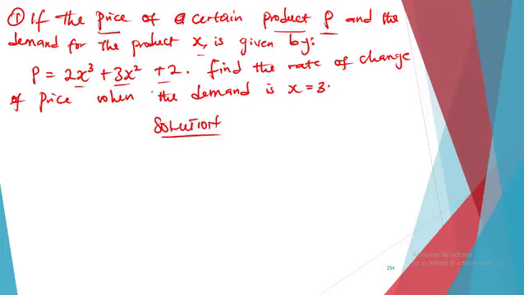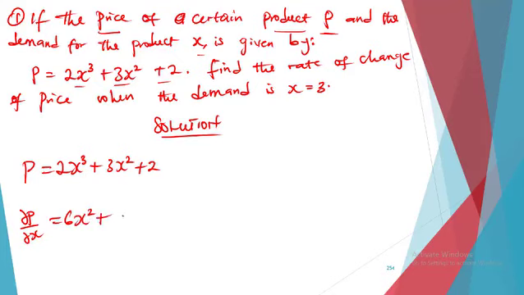For us to find the rate of change of price when the demand X is equal to 3, all we need to do is to differentiate our P. If we differentiate our P, then we substitute X to be 3. And remember, P is given to be 2x raised to power 3 plus 3x squared plus 2. If we differentiate P with respect to X, then we have dP over dX, and that will give us 6x raised to power 2 plus 3 times 2 will give us 6x, and the constant is 0, remember?